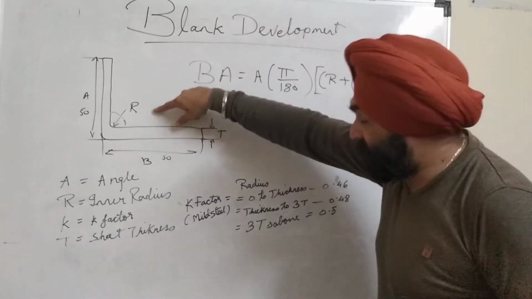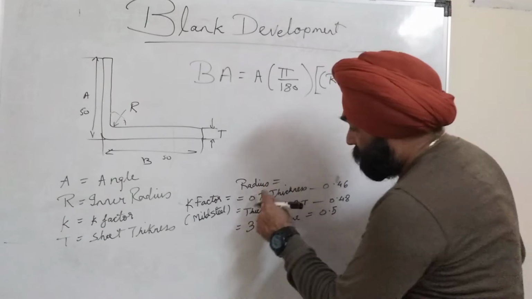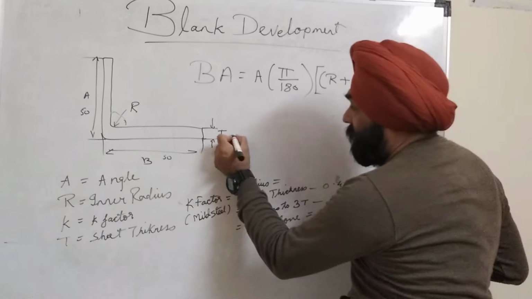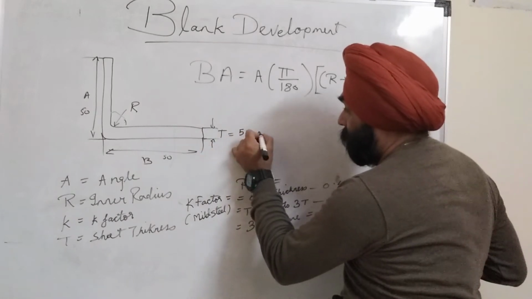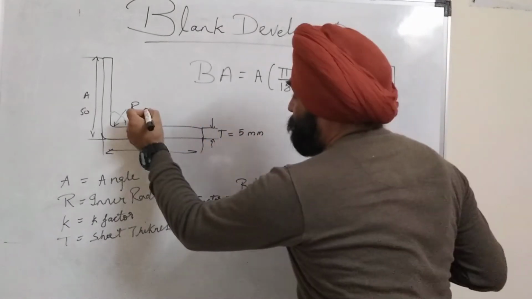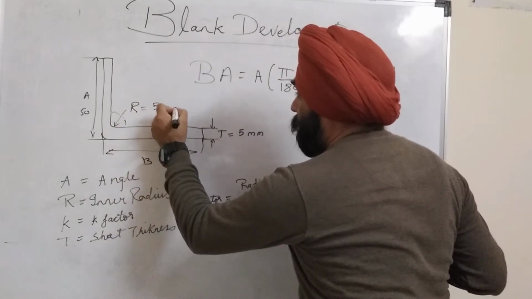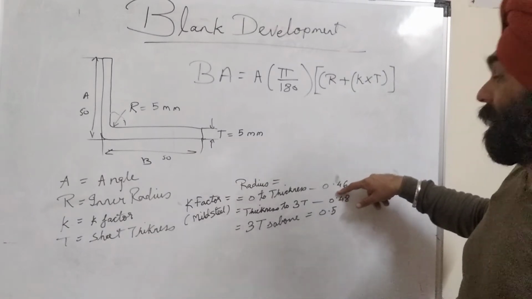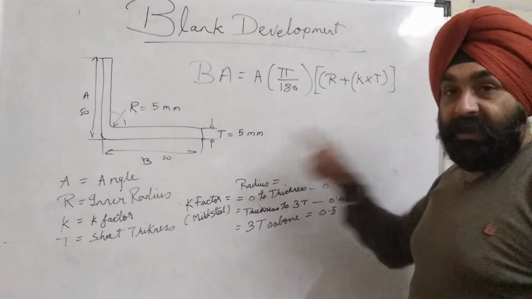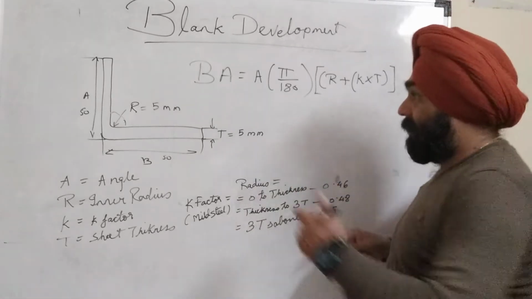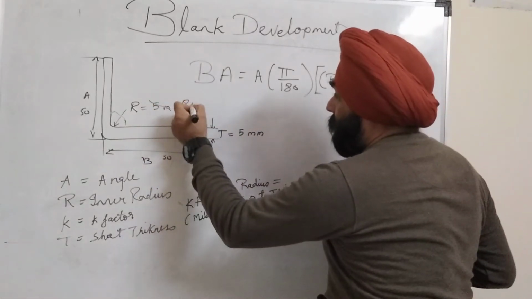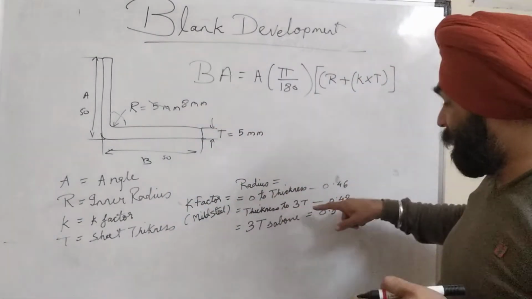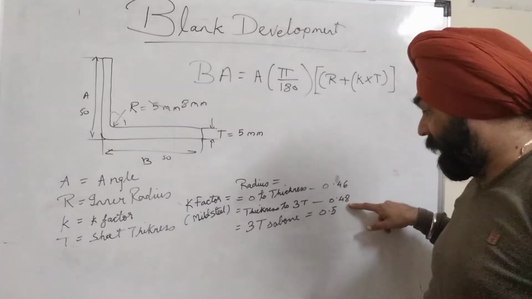If the inner radius is equal to 0 to the thickness of the sheet, say for example T is equal to 5 mm, and if my radius is 5 mm, then I can consider the K factor as 0.46. Now if my radius is not 5 mm and I have taken 8 mm, my sheet thickness is 5 mm, so the K factor for it will be 0.48.